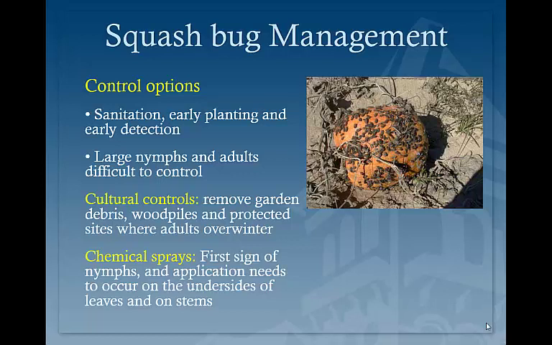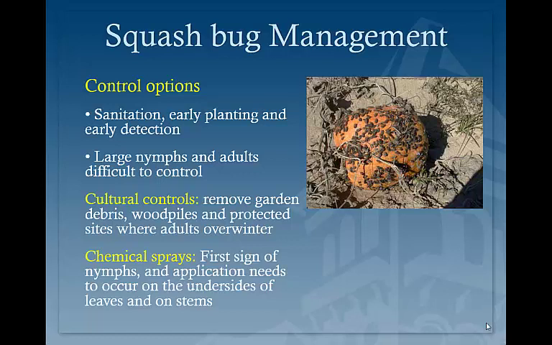So the other thing with sanitation is actually cleaning up. So after the season's done, how many of you took out all of this material? A couple of you. What about the rest of you? So really, for squash bugs, they're really keyed in on these cucurbit plants. You have to get that debris out.